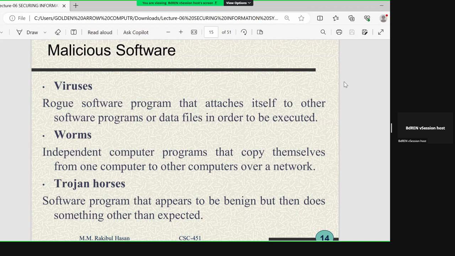Second point. Okay. Third point, virus cannot replicate themselves. Replicate means they cannot make their own copy. Okay. Then fourth point, virus cannot travel over the network.